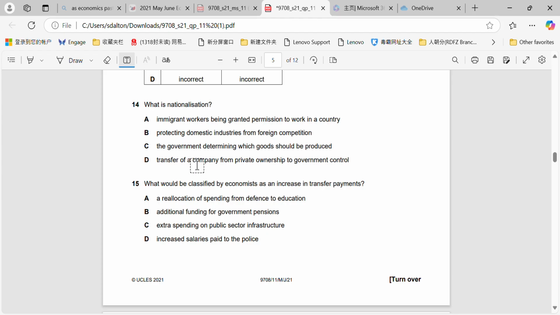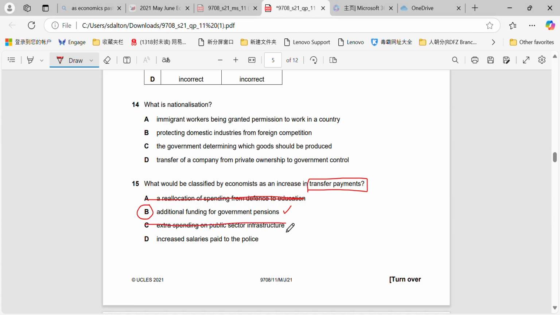Okay, what would be classified by economists as an increase in transfer payments? Remember, transfer payments are non-productive means of payments, so they're things like pensions, child allowances, unemployment benefits, etc. Reallocation of spending is not an increase in transfer payments, it's moving spending from one area to another. Additional funding for government pensions, that is, we just explained that as a type of transfer payment.